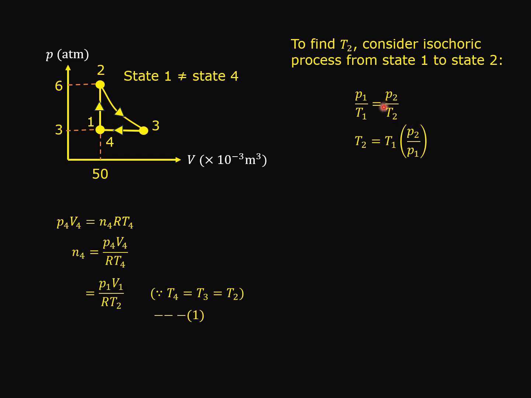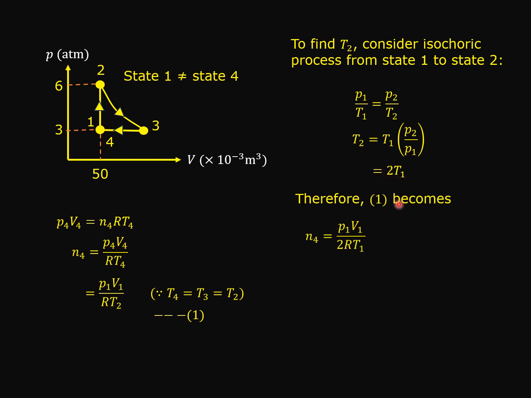Our aim is to find the temperature T2. So we make T2 the subject and get T1 multiplied by the ratio of P2 over P1. P2 is twice P1, where P2 is 6 atm and P1 is 3 atm. Therefore, we can simplify this to T2 equal to 2T1. Substituting T2 equal to 2T1 into equation number 1 here, we have N4 equal to P1V1 over 2RT1. But P1V1 over RT1 is in fact equal to N1. So that means N4 is half of N1.